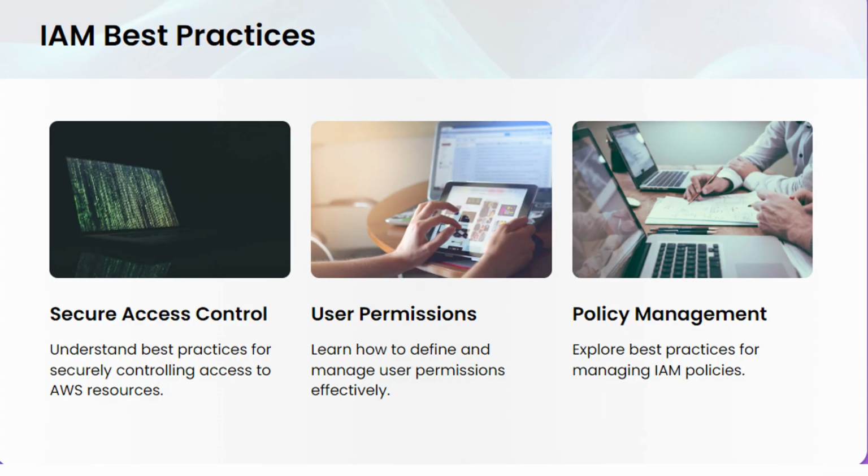Here are the best practices of AWS IAM. When it comes to IAM, following best practices is essential for maintaining a secure environment. These include implementing the principle of least privilege, regularly reviewing and auditing permissions, using IAM roles for cross-account access, enabling multi-factor authentication for added security, and rotating access keys and credentials regularly.